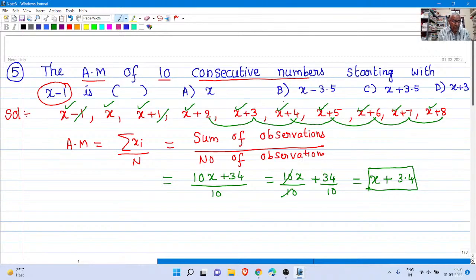So x plus 3.5 is our answer. C is the right option. Yes, Gopal Rao, absolutely correct. 3.5 is our answer.